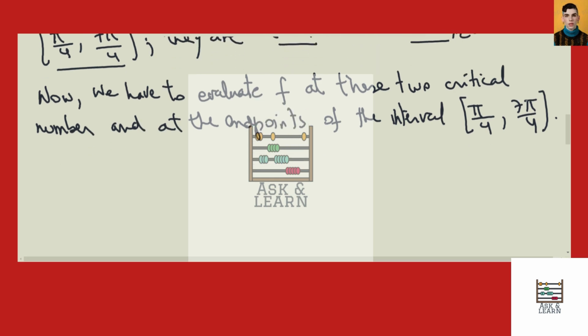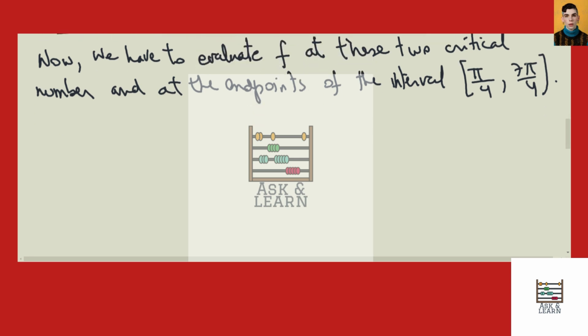So the largest value will be the absolute maximum value of the function on the interval pi fourth to 7 pi fourth, and the smallest of the values will be the absolute minimum value of the function over the given interval. Okay, so we start by evaluating the function at the endpoints. Let's say f at pi fourth, at the left endpoint.